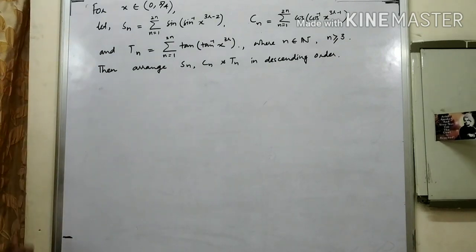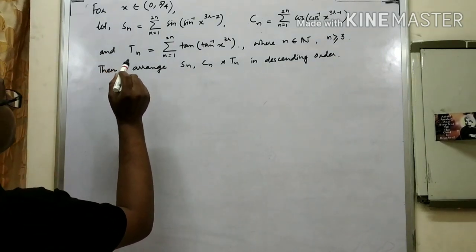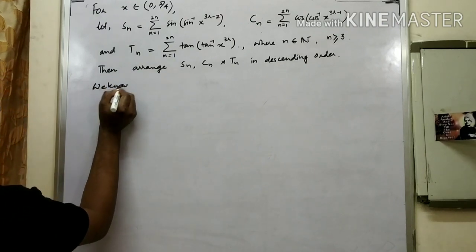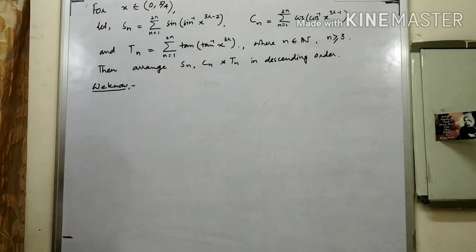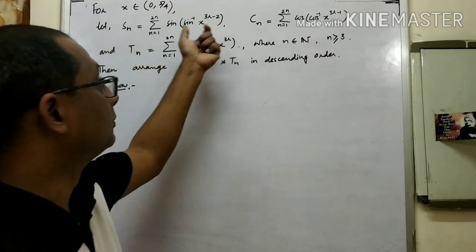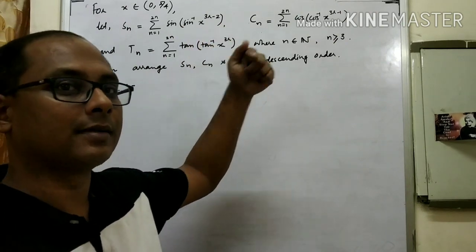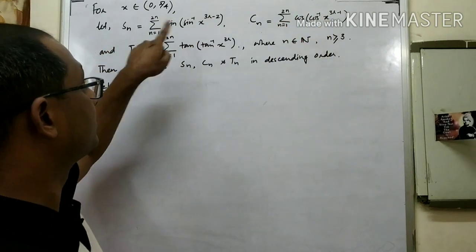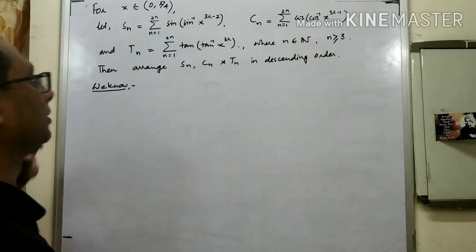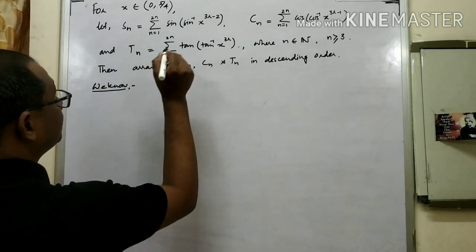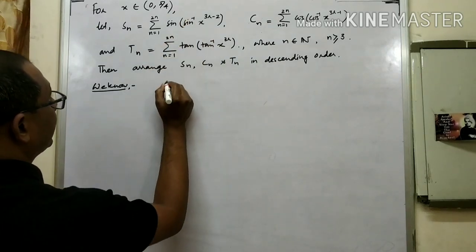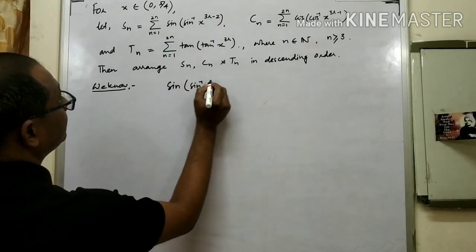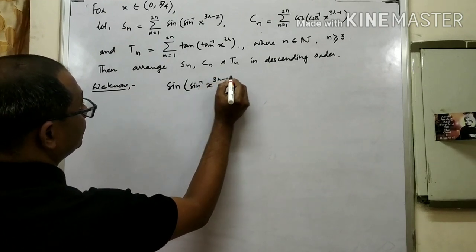Okay. Now we know sine of sine inverse of any real value will always give me that real value. Similarly, cos of cos inverse of theta equal to theta for all real theta. Tan of tan inverse of theta is equal to theta for all real values. So we get sine of sine inverse of x to the power 3r minus 2.